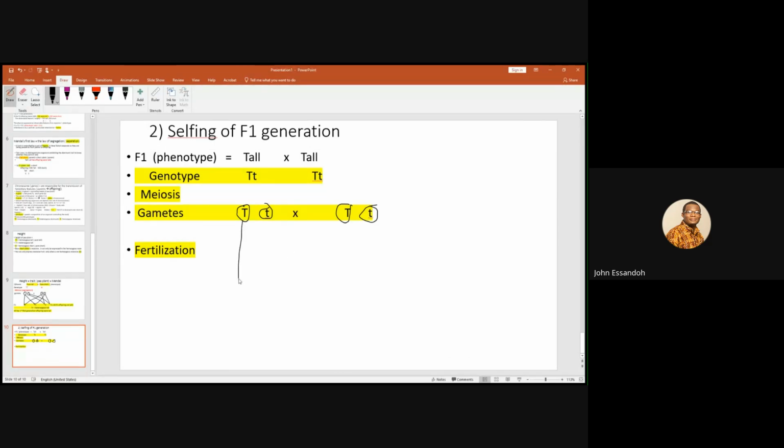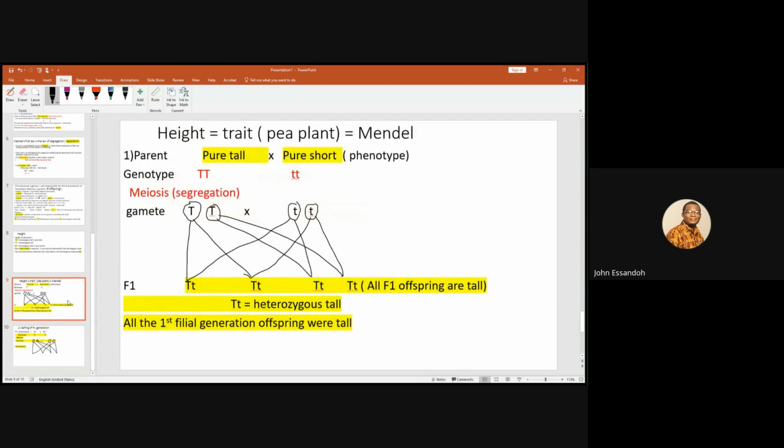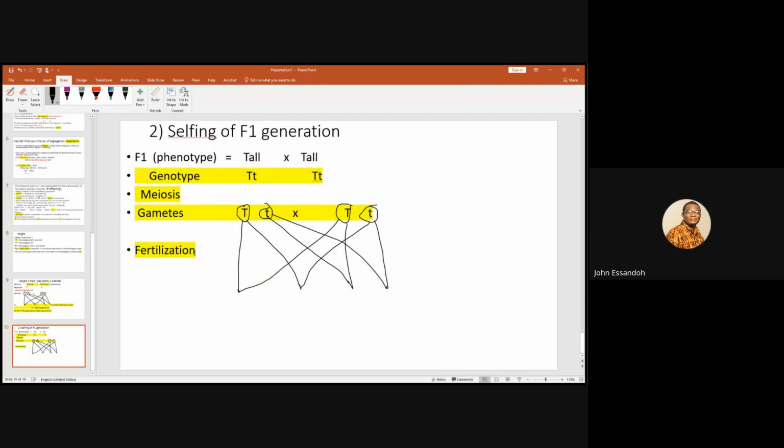So we get this crossing with this, and this crossing with that, this crossing with this, this crossing with that. All right, so let's see what we are going to get.